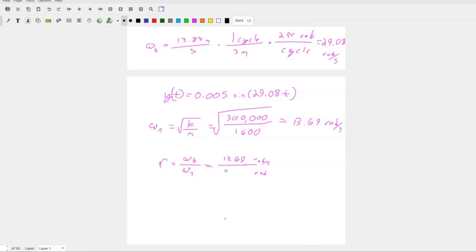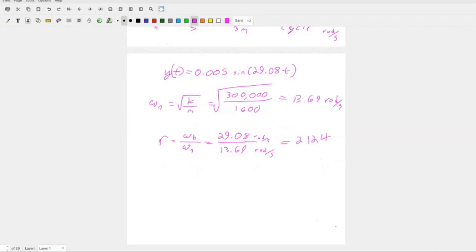Both in radians per second. So omega b is 29.08 and omega n is 13.69, which is equal to, that makes much more sense, I was looking at the wrong number, 2.124. So I am past the natural frequency. It gives you some idea of where I am on that curve.